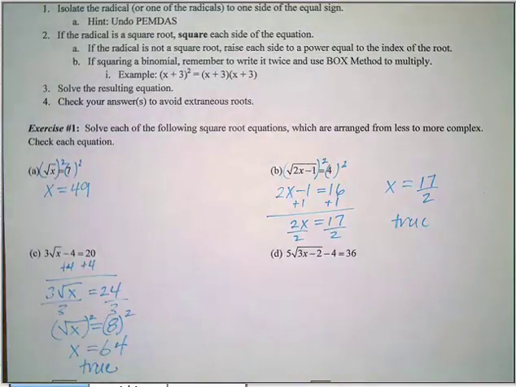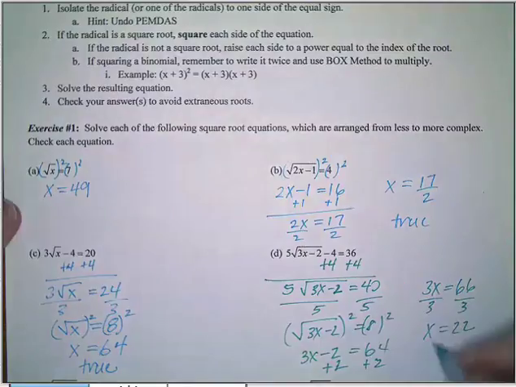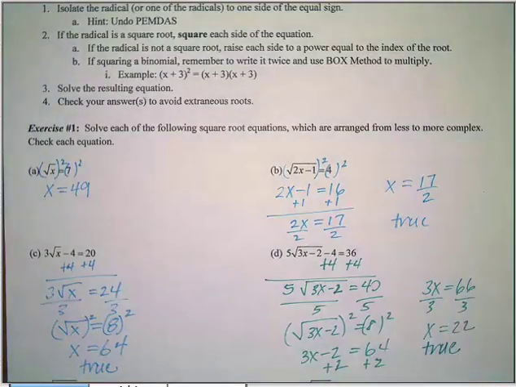Alright, so why don't you pause the video and try D? D is just like C. And don't forget to check your answer. So hopefully you got for letter D, 22. So I had to do a lot of isolating to get the radical alone. Once I squared it, I had to then isolate the x. So my answer was 22, and it most certainly does check.